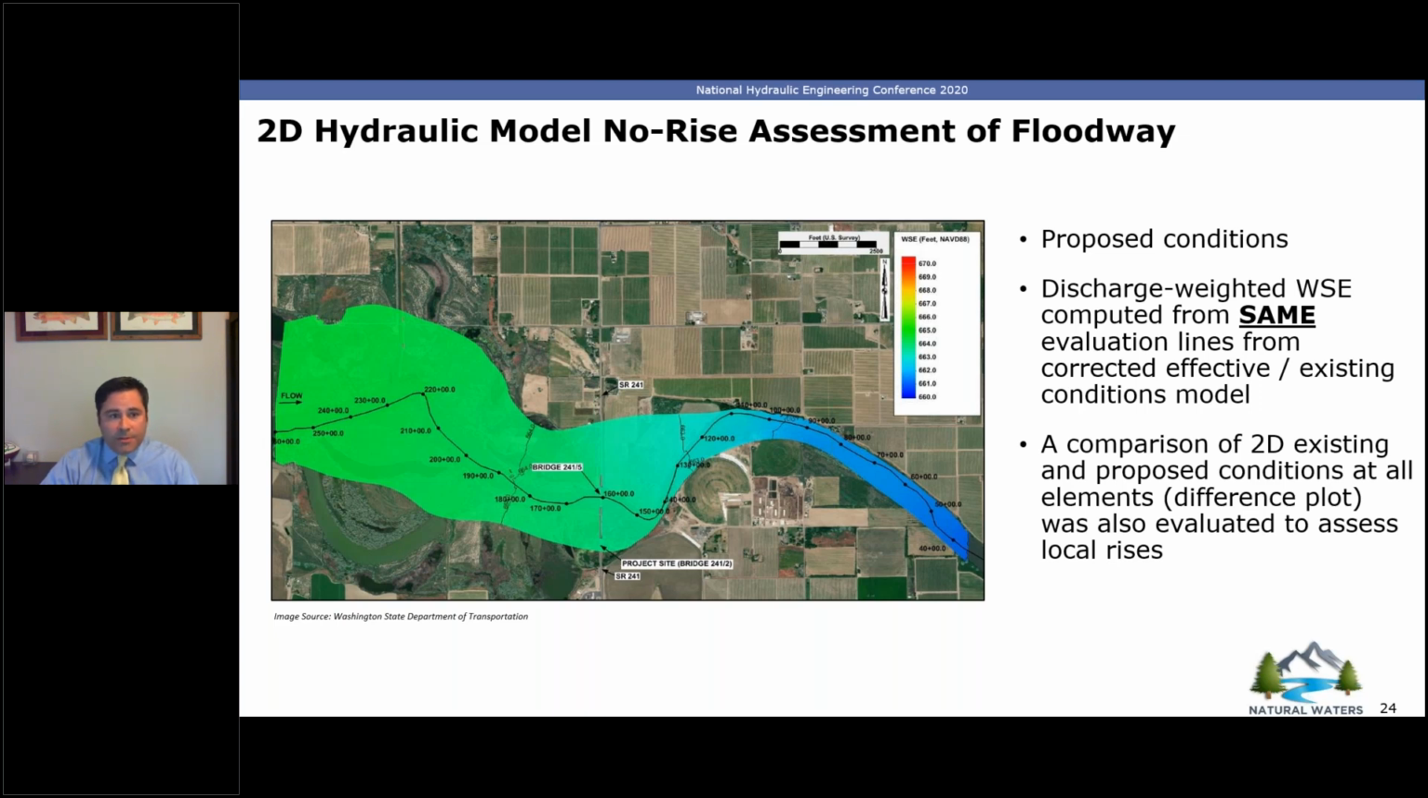Also, though, similarly to the floodplain model, we also looked at point values by doing a difference plot with an SMS of the proposed water surface elevation results minus the existing conditions water surface elevation results to look at any local rises within the floodway.